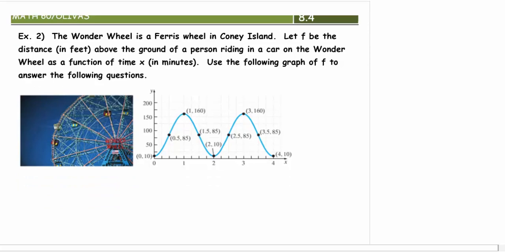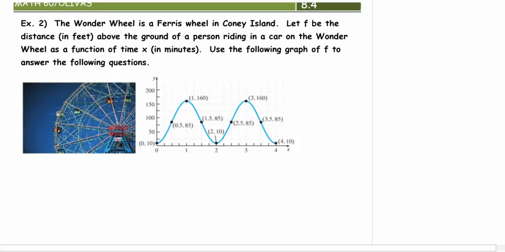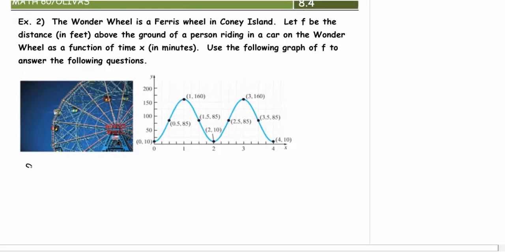Alright, the Wonder Wheel. The Wonder Wheel is a Ferris wheel in Coney Island. Let F be the distance in feet above the ground of a person riding in a car on the Wonder Wheel as a function of time x in minutes. Use the following graph of F to answer the following questions. I know there are no questions written down, but I'm about to write them down for you. So let's go ahead and write these down. For A, I want you to find f of 1.5 and f of 3. And then we're going to interpret these values.